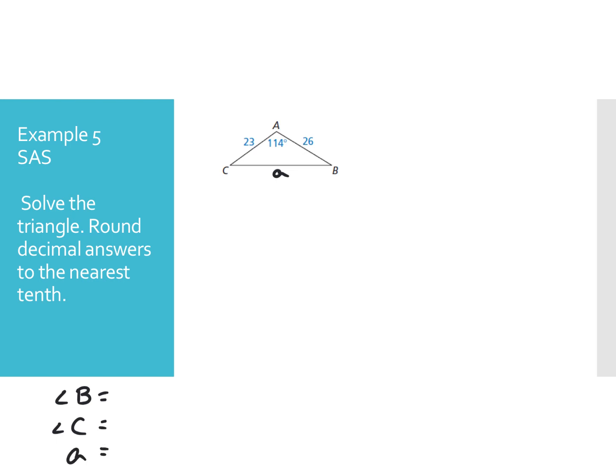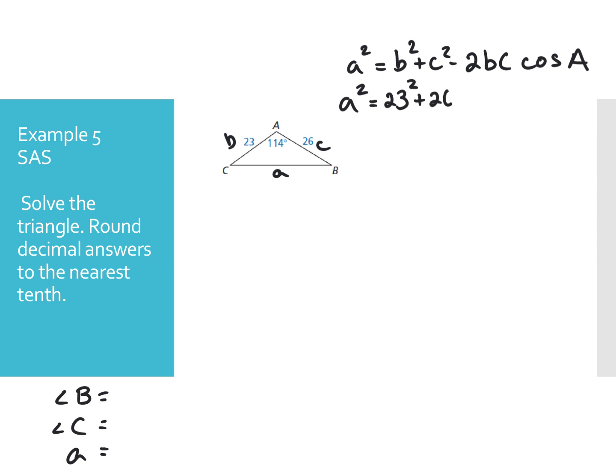Now I'm going to start by solving for side A with the law of cosines. So A squared equals B squared plus C squared minus 2BC cosine of A. So when I do that, I'm going to plug in the numbers. A squared, remember this is B and this is C, equals B squared, so 23 squared plus 26 squared minus 2 times 23 times 26 cosine 114. Now I'm going to go ahead and start putting that into the calculator. So I get 23 squared.